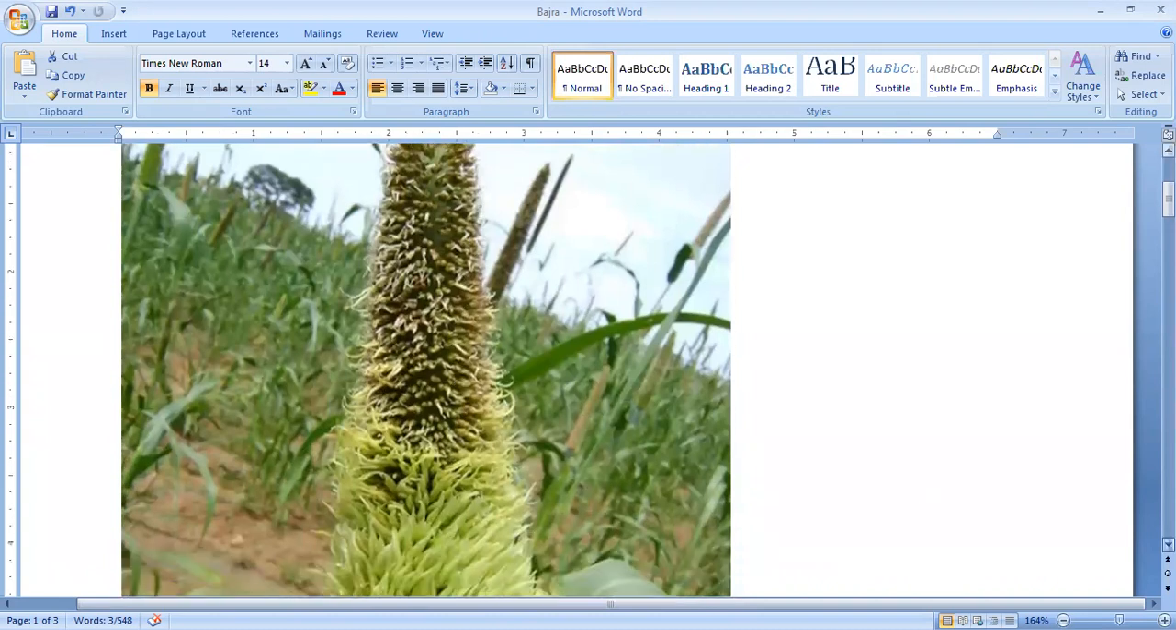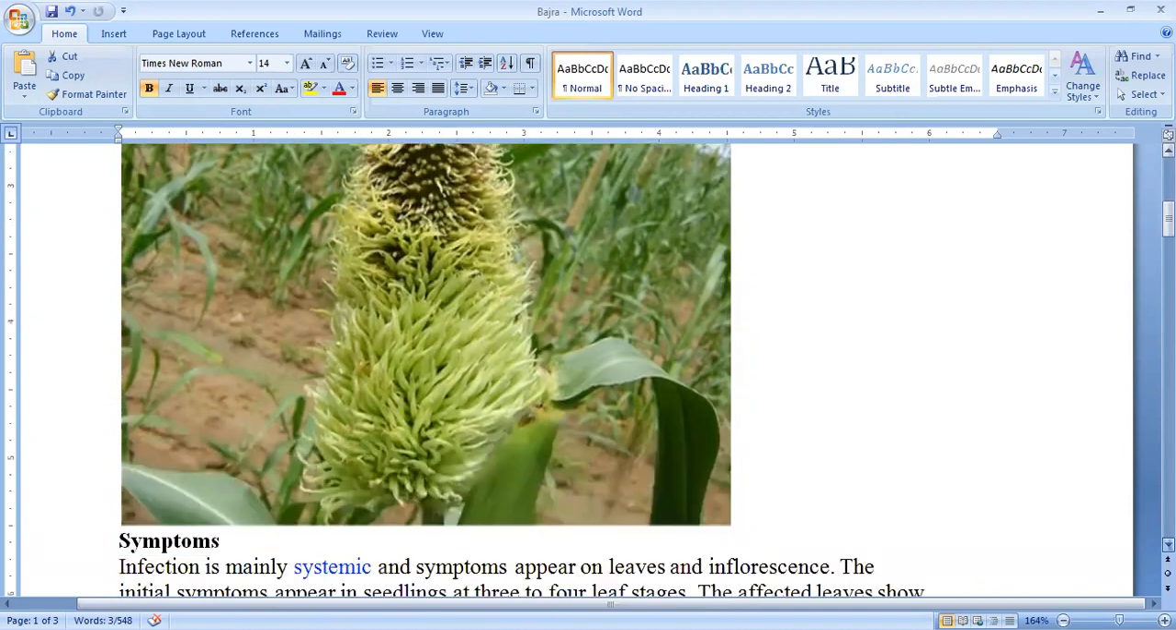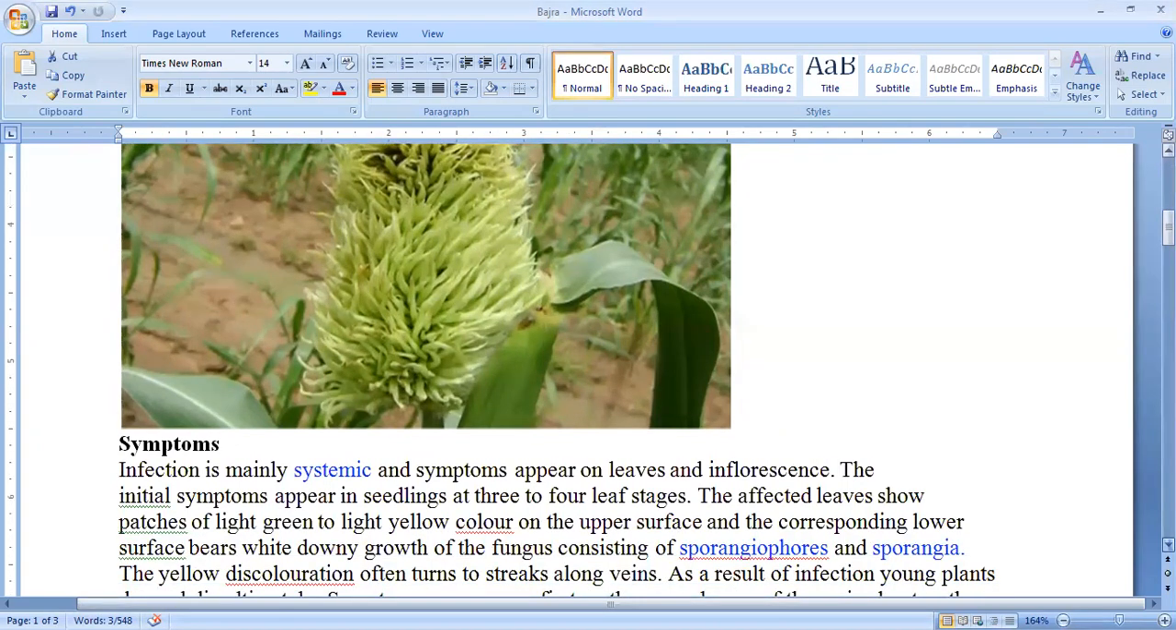You see the florets have turned into vegetative structures, yellow, light green, and this is called the green ear stage. So the green ear stage, which we commonly call, is seen in this photograph very clearly. I've taken this picture from the net. Now what are the symptoms?